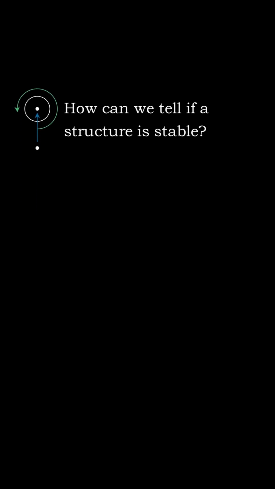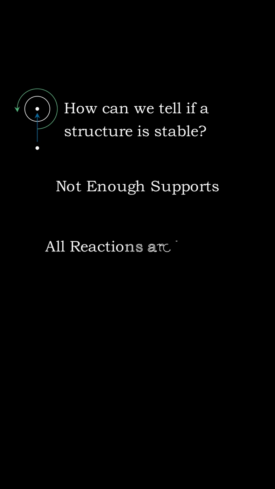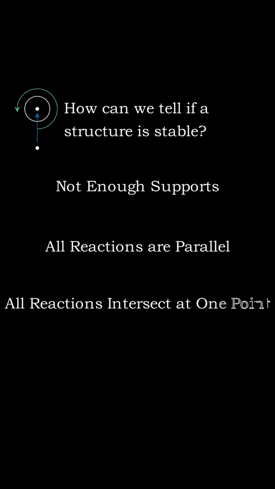How can we tell if the structure is unstable? There are 3 red flags to watch out for. First, the structure doesn't have enough reactions. Second, all the reactions are parallel. And third, all the reactions intersect at the same point. If you spot any one of these in a structure, that tells you it's unstable.